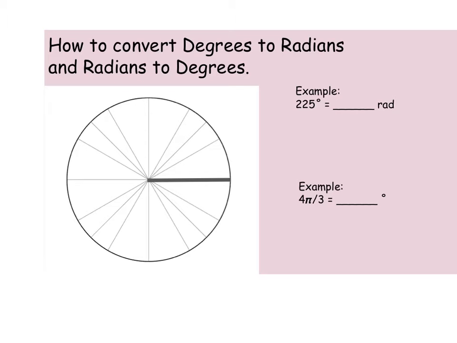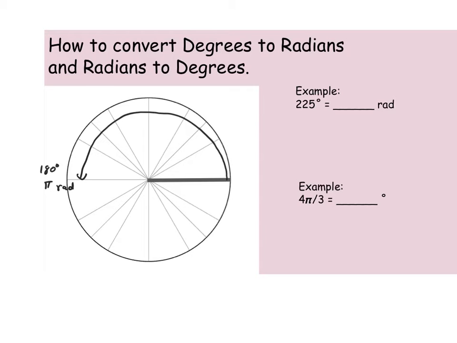In order to convert degrees to radians or radians to degrees, what we want to do is come up with a conversion factor. To do that, we have to look at what is equivalent in degrees and radians. The easiest way to do that is to start off by going halfway around the circle. That is 180 degrees, which is the same as pi radians.